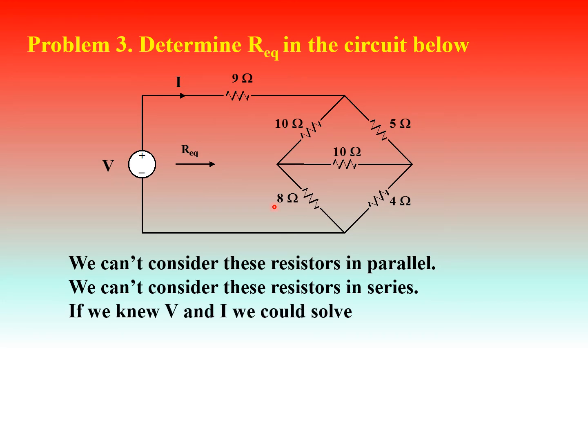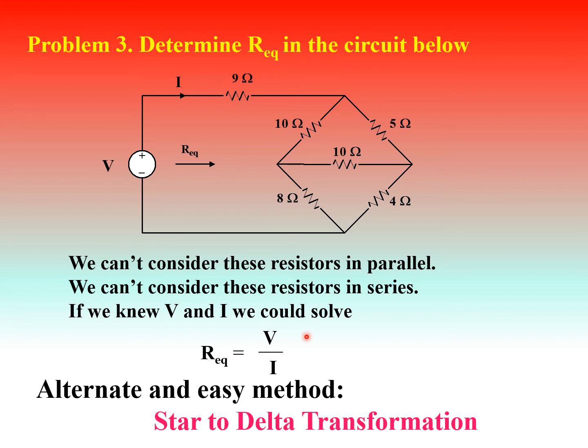Generally, if we know the voltage or potential here and the current passing through the circuit, then we can divide voltage by current, and we get the equivalent resistance. But that is also a little bit complicated. So is there any other way? Yes, there is an alternate method for doing this. That is where star delta transformation comes into the role. So this star delta transformation enables us to solve these kinds of problems very easily.